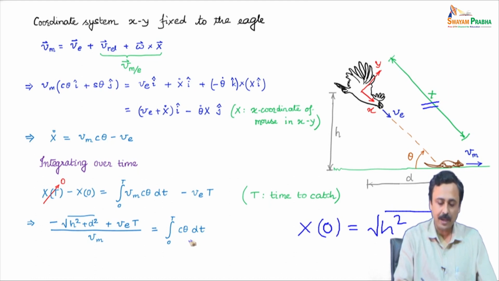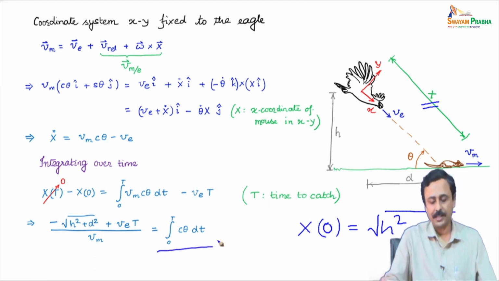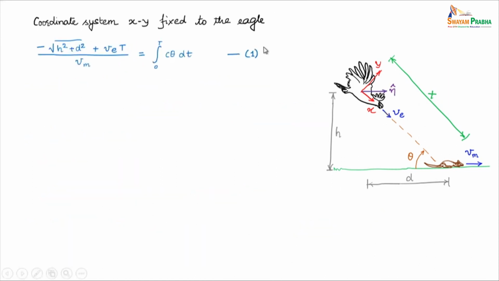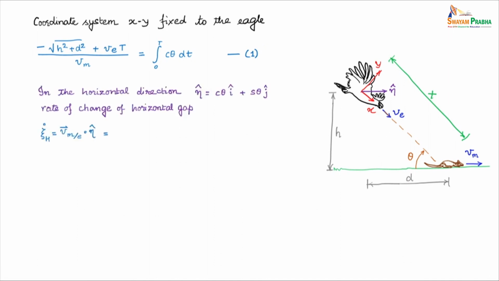Once you do this algebra, you will get this integral of cosine theta over 0 to t, which is not known as yet, but the left hand side is completely known. Let us see if we can find this integral from another approach. That is what we are going to do next. This is the first equation that we have just now derived.